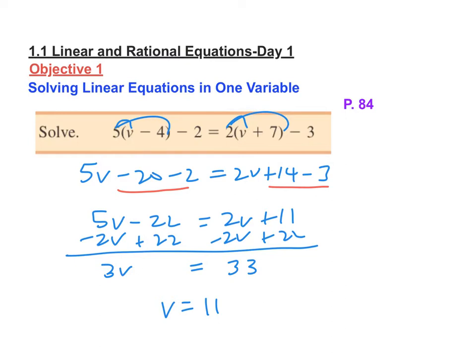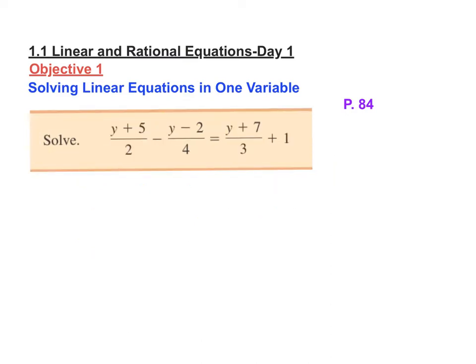How many of you have that? Good. That is the correct answer. So how'd you get 3? I had 3v equals 33 and I put v equals 3. Okay, so you just messed up. Any questions on this? Pretty standard stuff here.